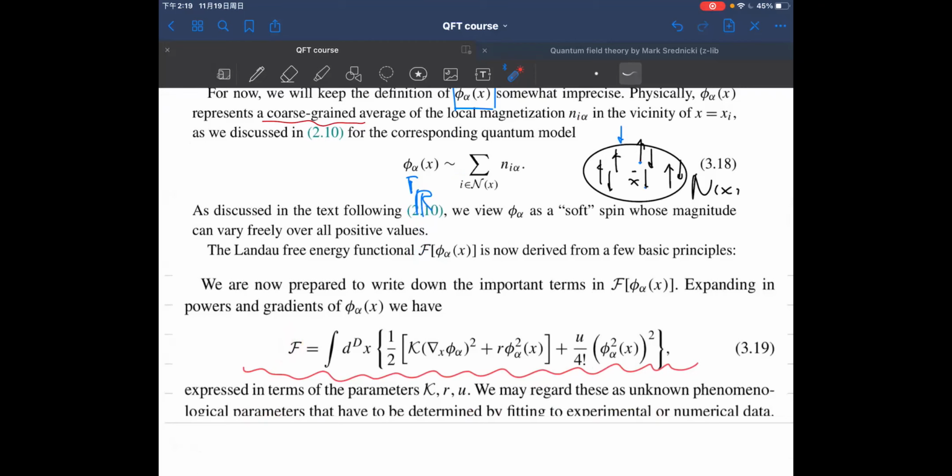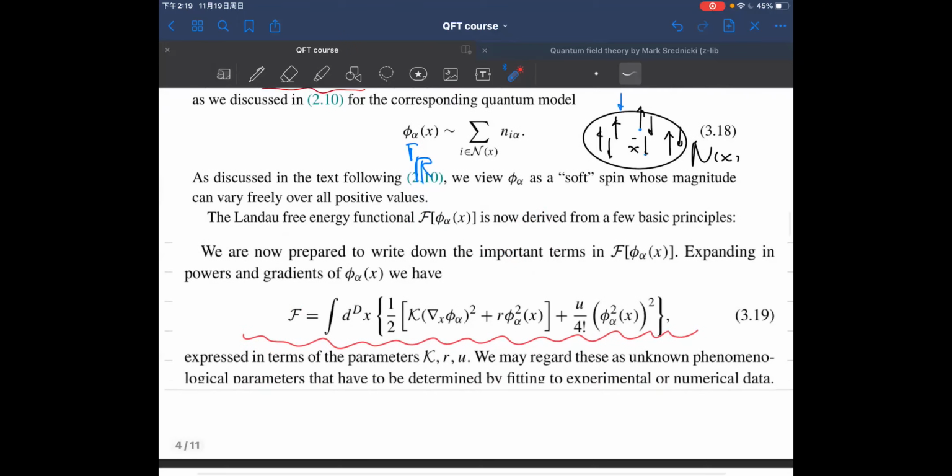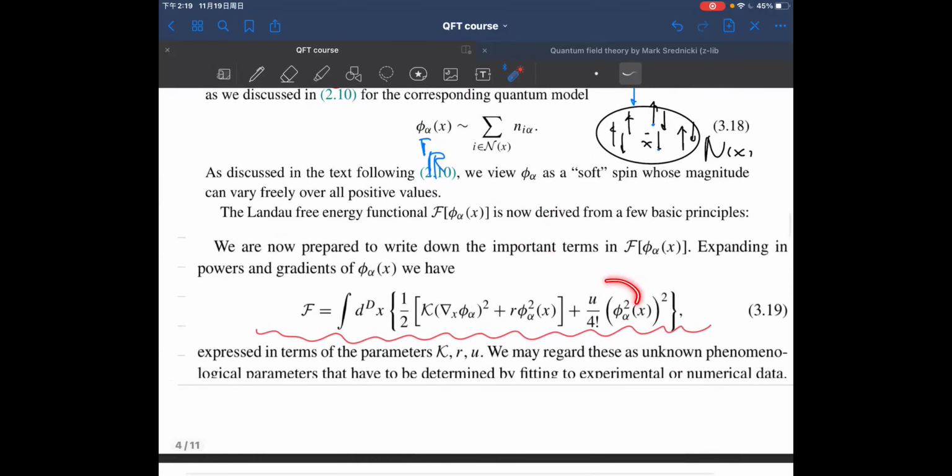The original system has SO(D) symmetry and Z2 symmetry. So we should not write something like a phi cubed term in the expression. Okay, so we just write it like this. This is the interaction, and this thing you can regard as the free field theory.